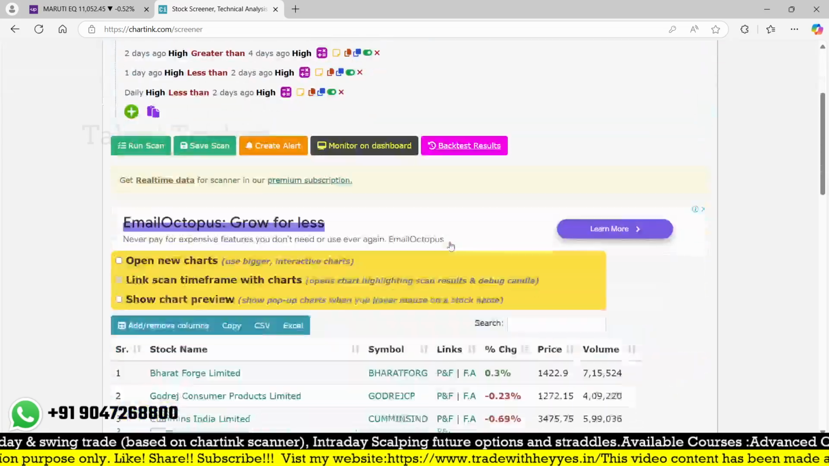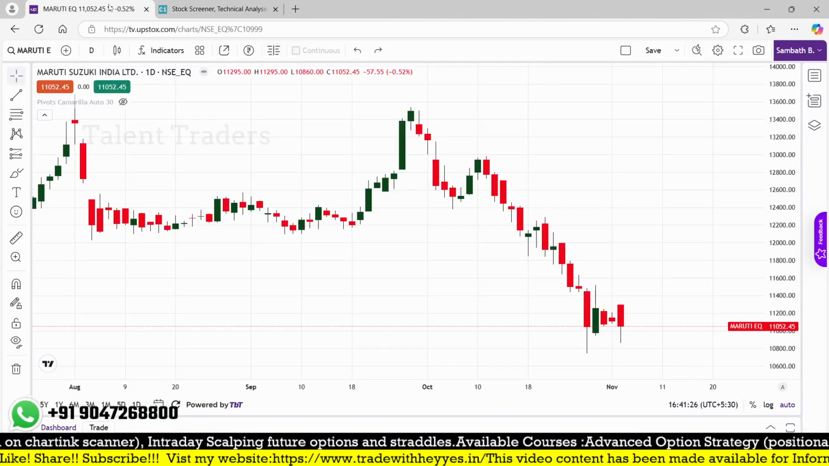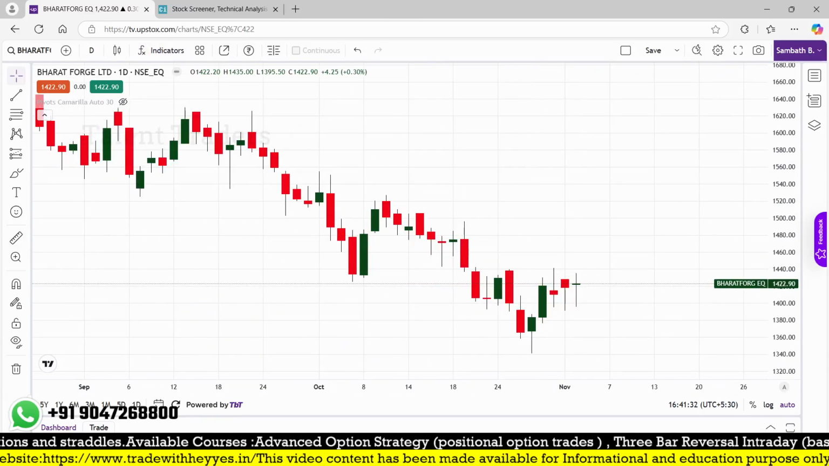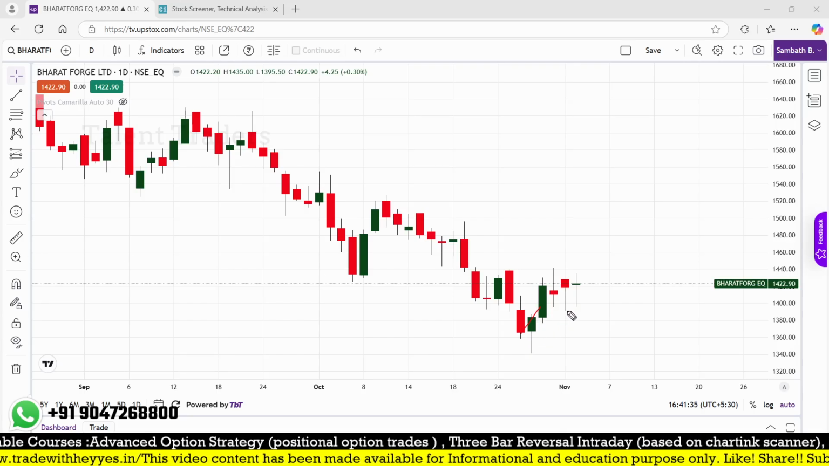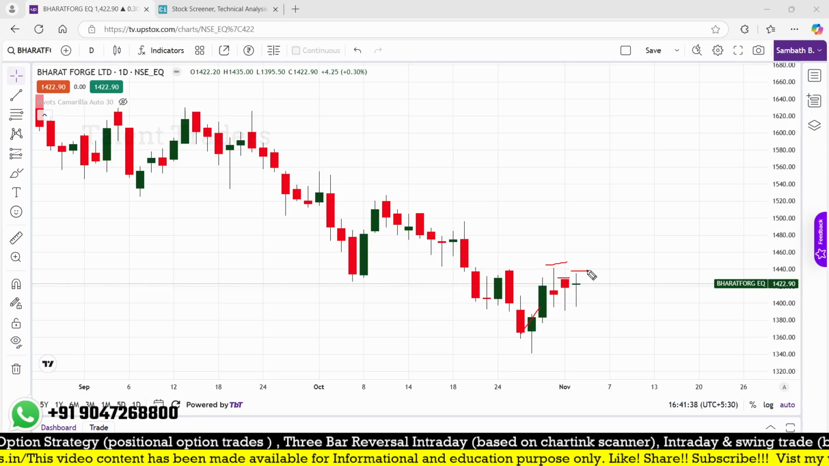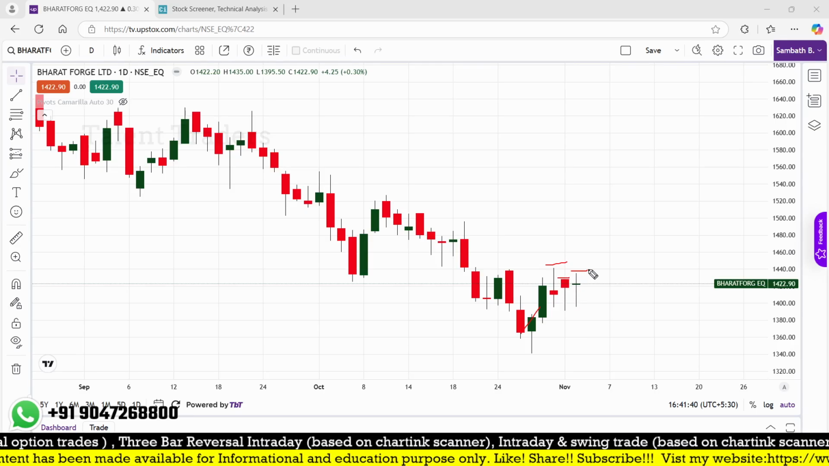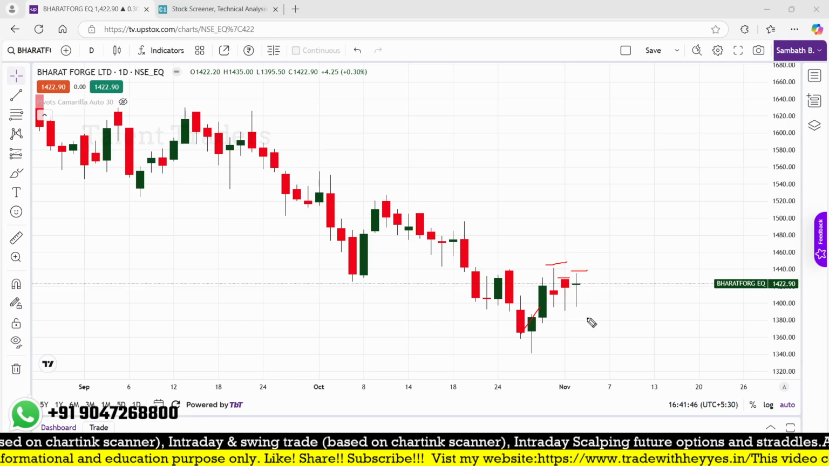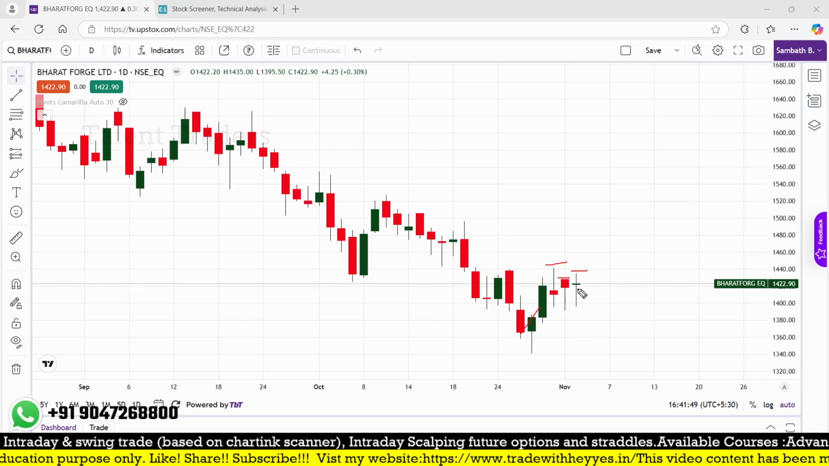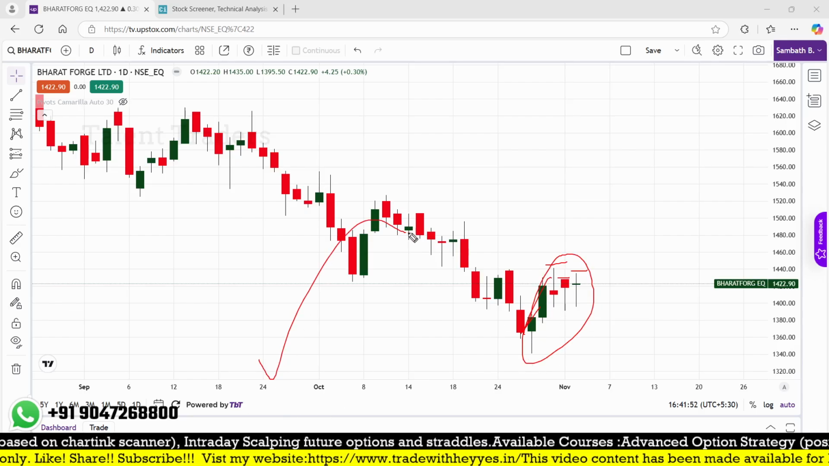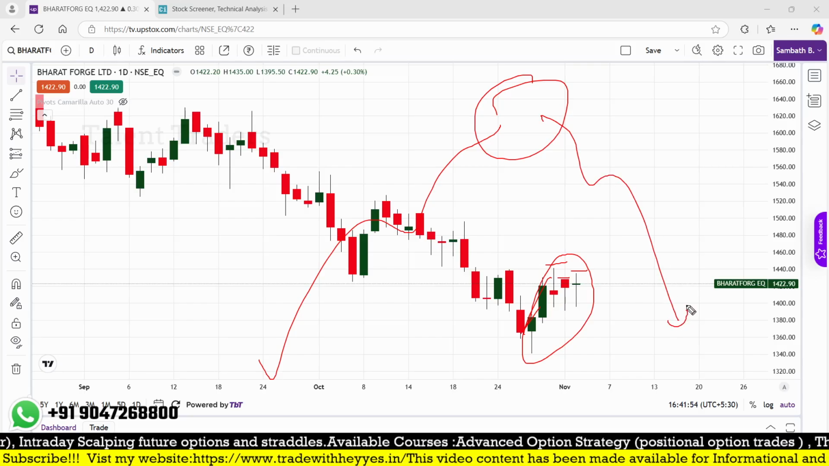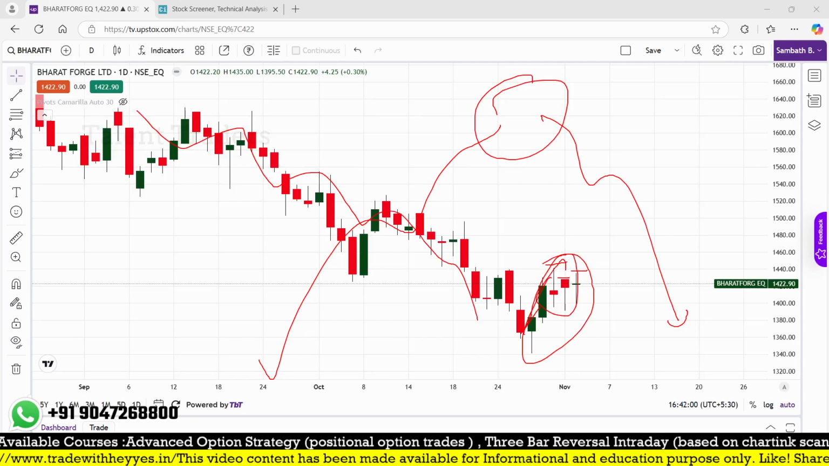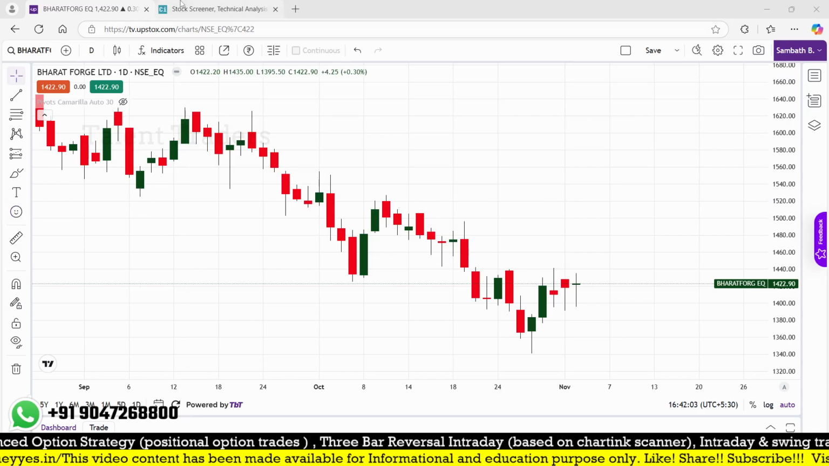So let me run the scan. Any stocks? Bharat Forge today. Let me go to Bharat Forge, and here that exact pattern is happening. Two candles are moving higher, this is the highest level, and these two are lower than the previous one. But this is not an exact setup. After an uptrend, we have to find this for a trend reversal, but here the market is on the downside and it is forming such a pattern. So it is not a valid or very valuable pattern.